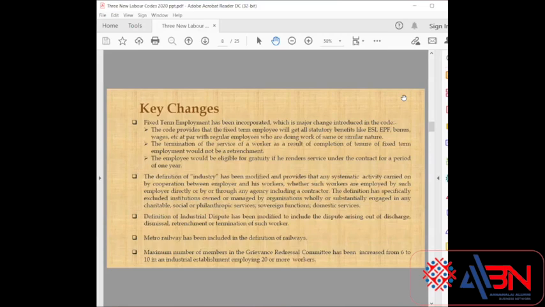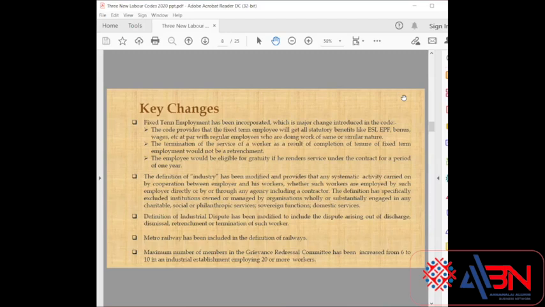Then you see that fixed term employment that we already spoke about. So as I said, that will have a social security impact for the reason that in the fixed term employment, now the employees will get all statutory benefits, that is like ESI, EPF, bonus, gratuity also. So earlier gratuity was a term which would only come into picture after 5 years of service, but with fixed term employees, these are not regular employees. These are your fixed term employees having worked with you for a year. So the employee becomes eligible for gratuity if he renders services under the contract for a period of 1 year.